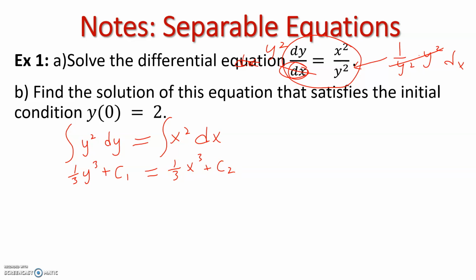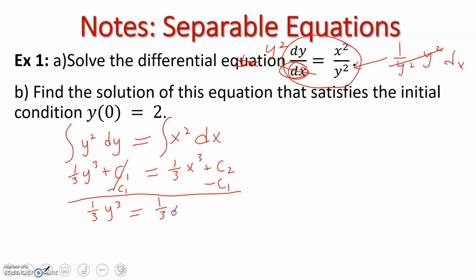Now, ultimately, our objective is to find a solution y, so we need to solve this equation for y. So I'm going to move the constants so that there are constants just on one side, and that leaves us with 1/3 y cubed is equal to 1/3 x cubed, and then over here we're going to get c sub 2 minus c sub 1, and I'm going to call that c.